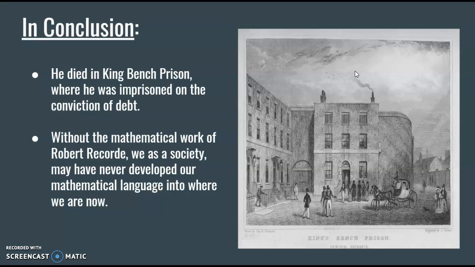In conclusion, an interesting end to Robert Ricordi's life is that he died in King Bench Prison, where he was imprisoned on the conviction of debt.